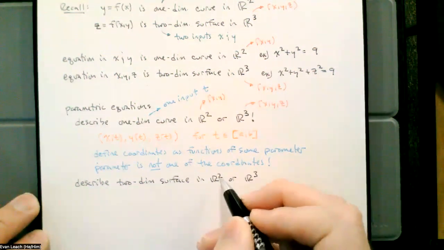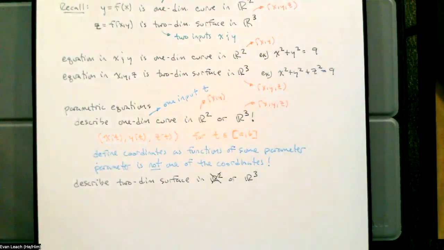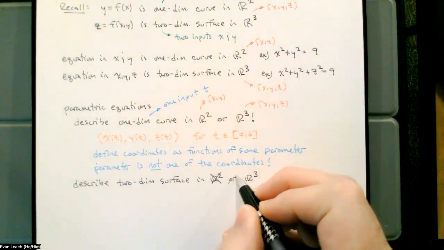Well, actually, that would be kind of silly, because if we describe a two-dimensional surface in R2, then we'll just have R2. So let's just describe a two-dimensional surface in R3.